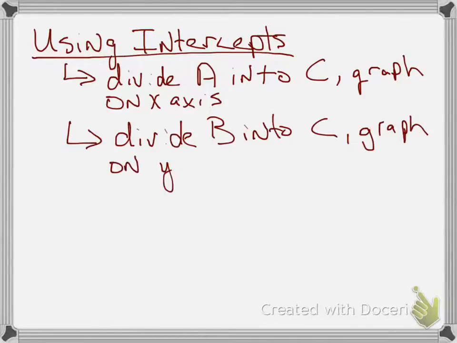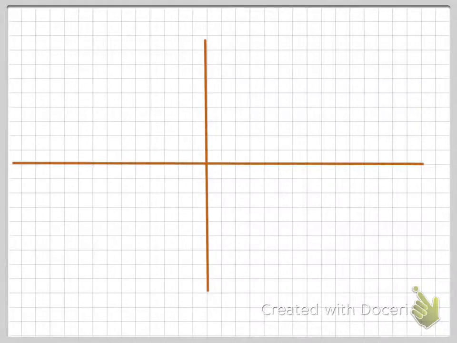So what do we have to do for the intercepts? You need to divide the a into c, graph that on the x-axis, and then divide the b into c and graph that on the y-axis. What do you mean divide the a into the c and the b into the c? That's what I mean. Let's see an example.